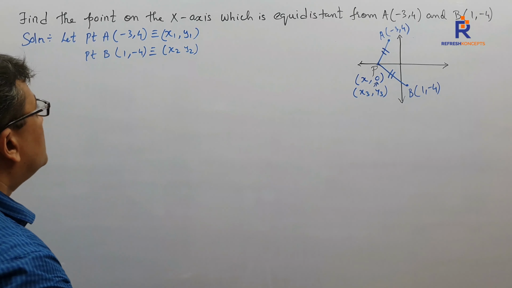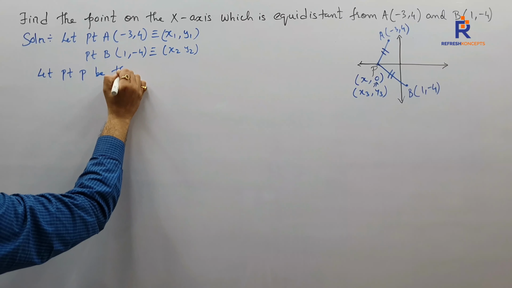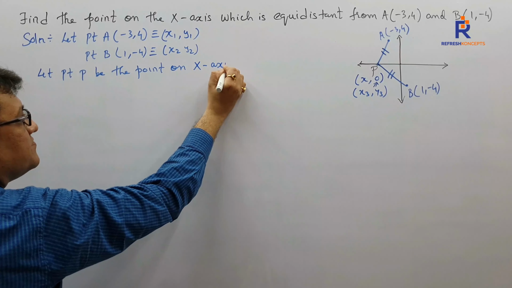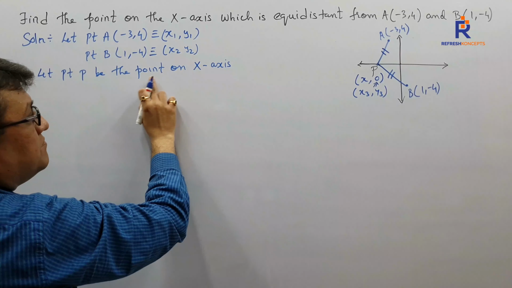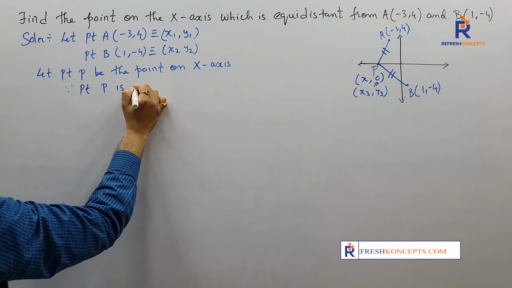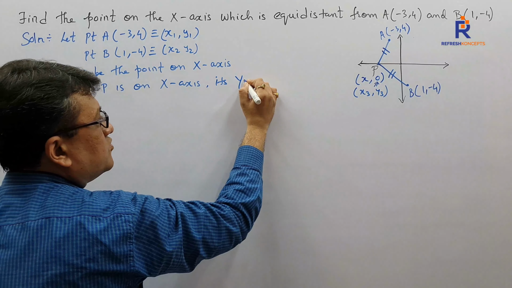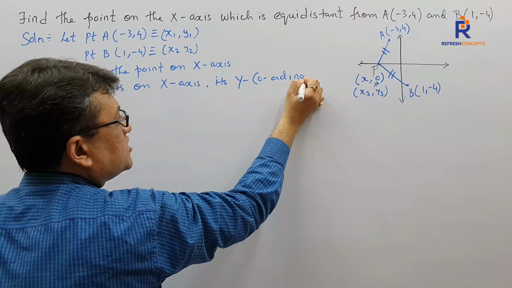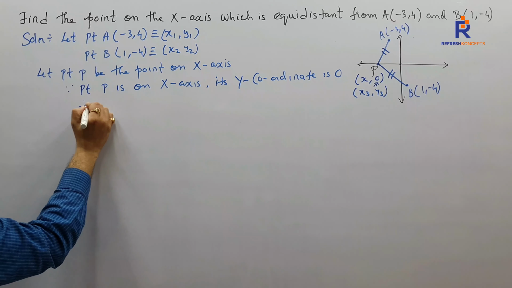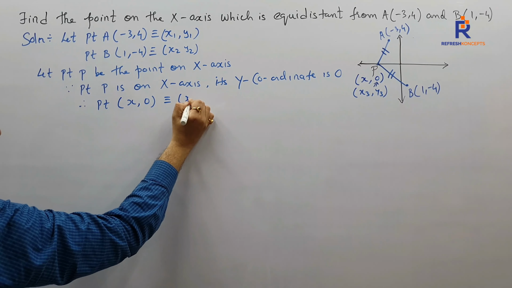Right? So, let point P be the point on the x-axis. Since point P is on the x-axis, its y coordinate is 0. Therefore, the coordinates of point P are going to be (x, 0), which we can take as (x3, y3).